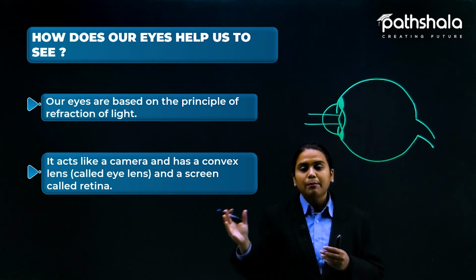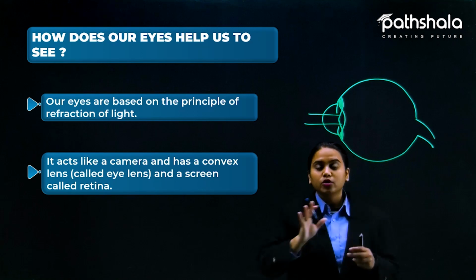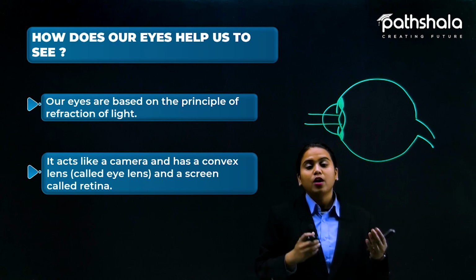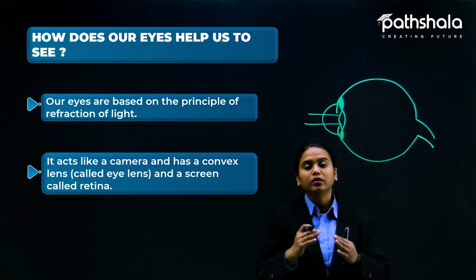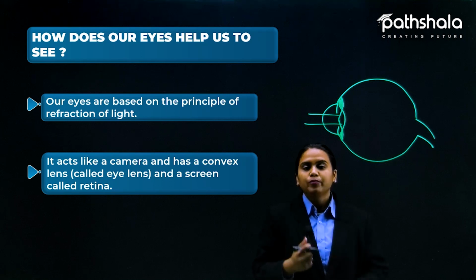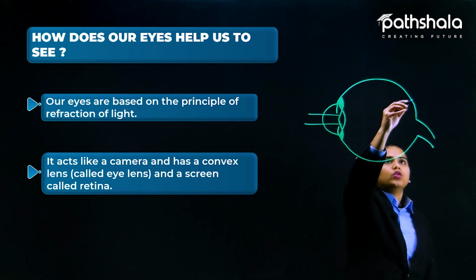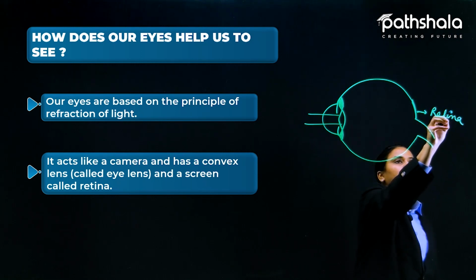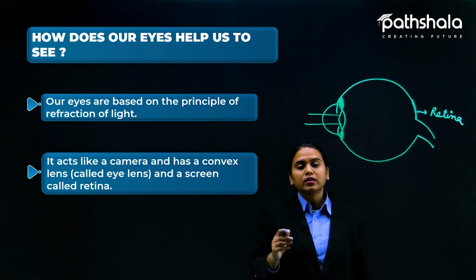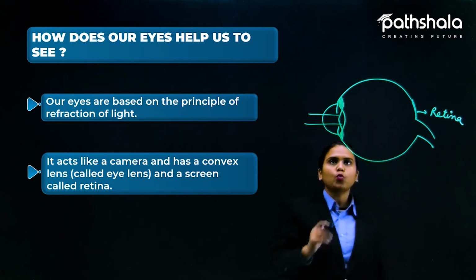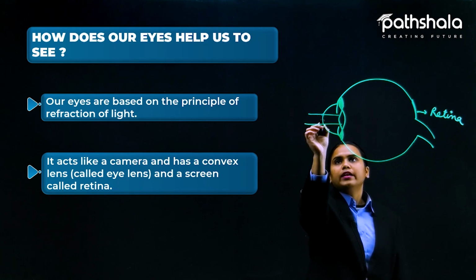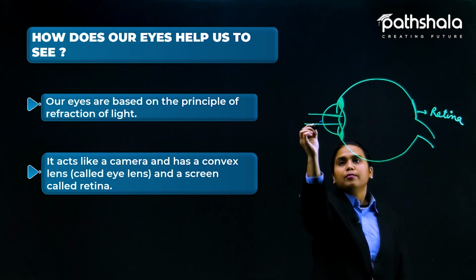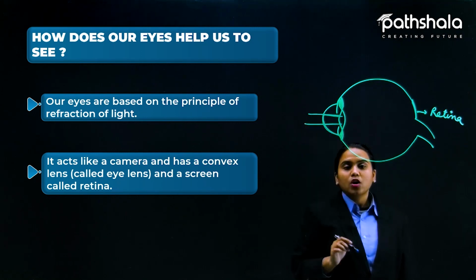So it acts like a camera, and in cameras also you have to remember that there are lenses working to focus on the reel or on the memory. Here the screen that works is like this, that is the retina. So our main motive for the eye is to focus the light ray on the retina. Whenever the light ray is coming, it gets a little bit refracted and bent here only, because of this surface known as the cornea.